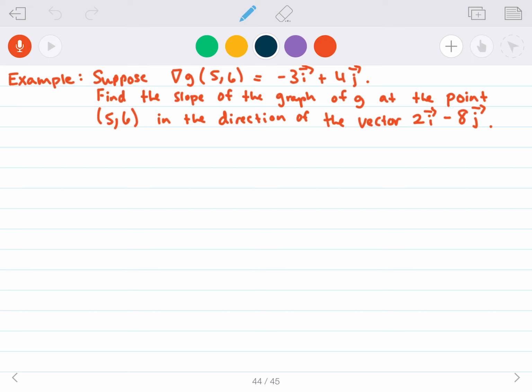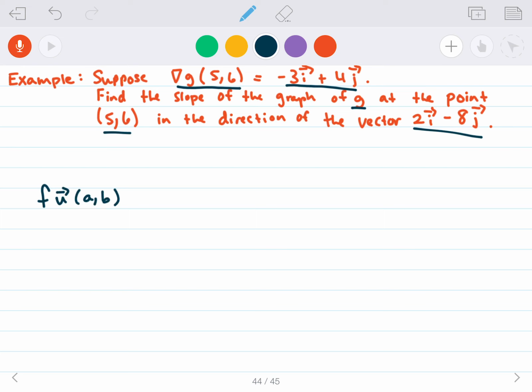Alright, so suppose the gradient of a function g at 5, 6 is represented with this vector. Find the slope of the graph of g at the point 5, 6 in the direction of this vector right here. So since we're given the gradient and since we're given a directional vector, it makes sense to use the directional derivative definition that involves gradient. So we have the directional derivative of a, b.